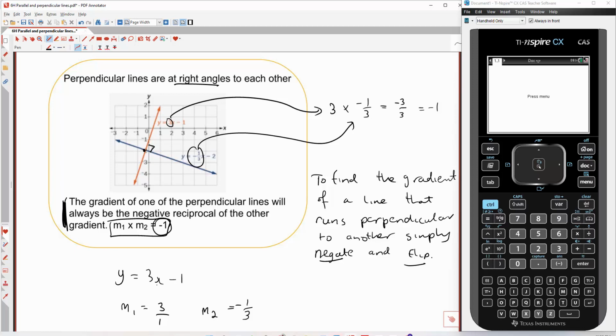That technique will work with all gradients. So let's try another one: y equals negative 2x plus 1.